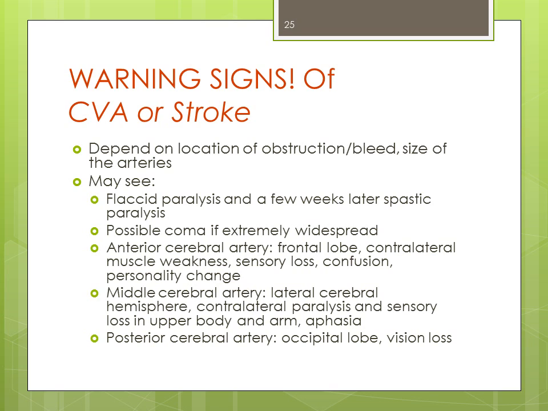If it's a middle cerebral artery, they are more likely to get problems with speech, and then they may have contralateral paralysis and sensory loss in the upper body and arm. If it's the posterior cerebral artery, that's the occipital lobe where the visual cortex is, and they will end up with vision loss.